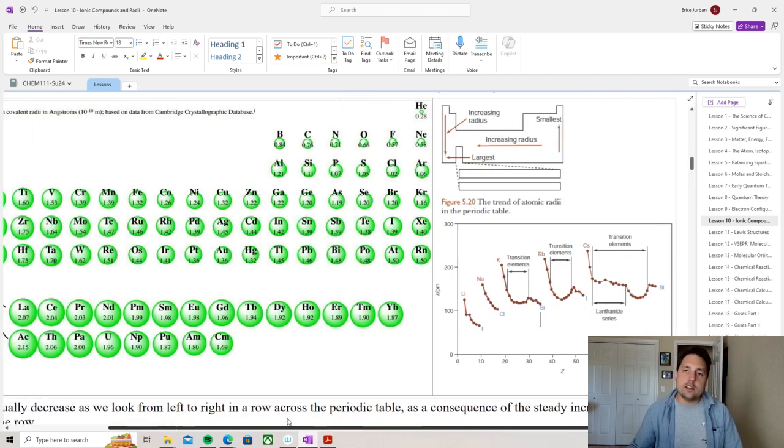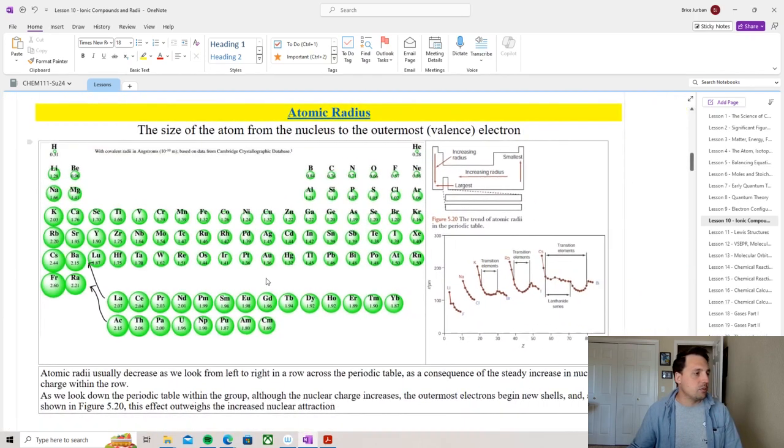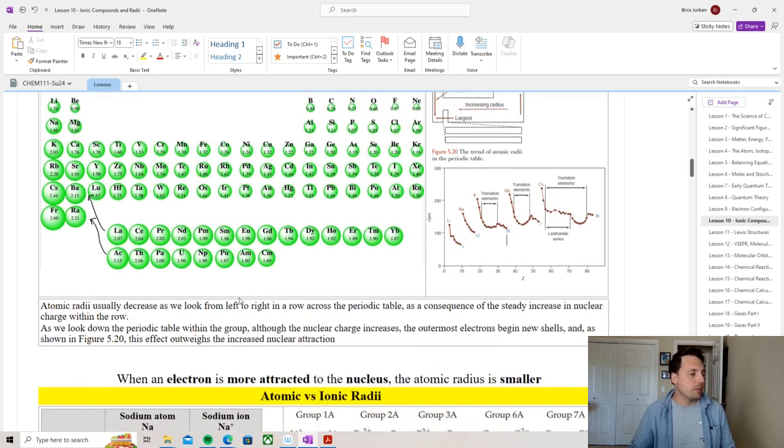Now, why is the radius decreasing as we go to the right on the periodic table? Well, one of the reasons that I've learned is that as we increase the number of protons on an element, we increase the effective nuclear charge of that element. So the more protons, the larger positive charge in the nucleus. And as we add more and more electrons, they just get further and further attracted towards the radius. So they just essentially get pulled in towards the nucleus more and more.